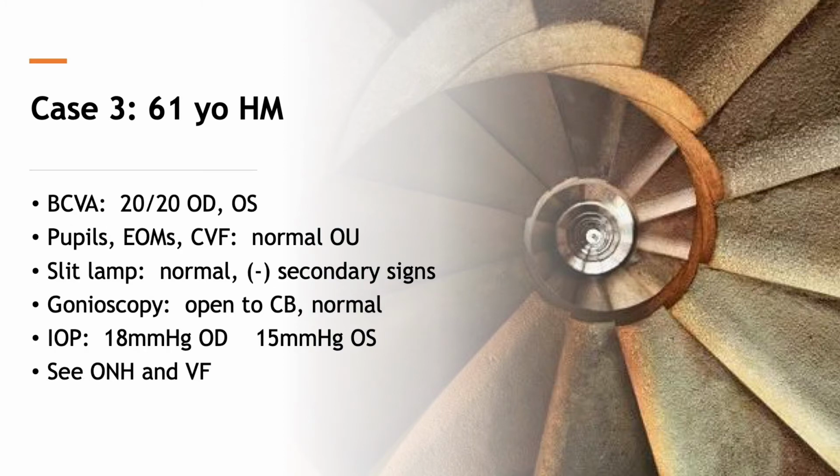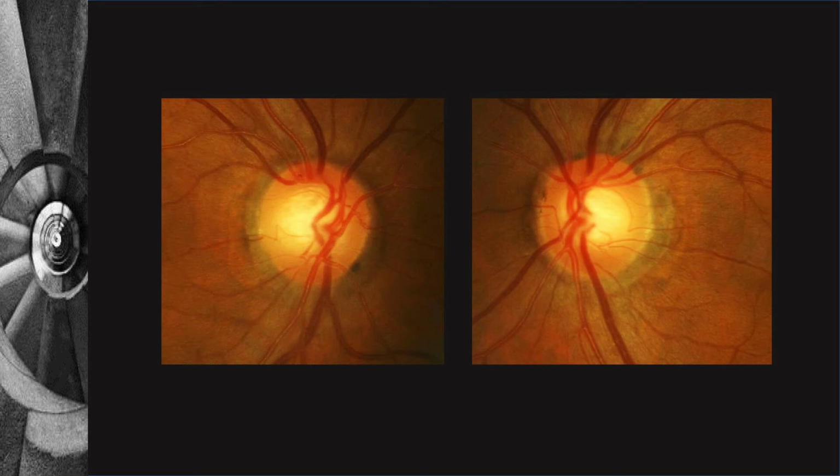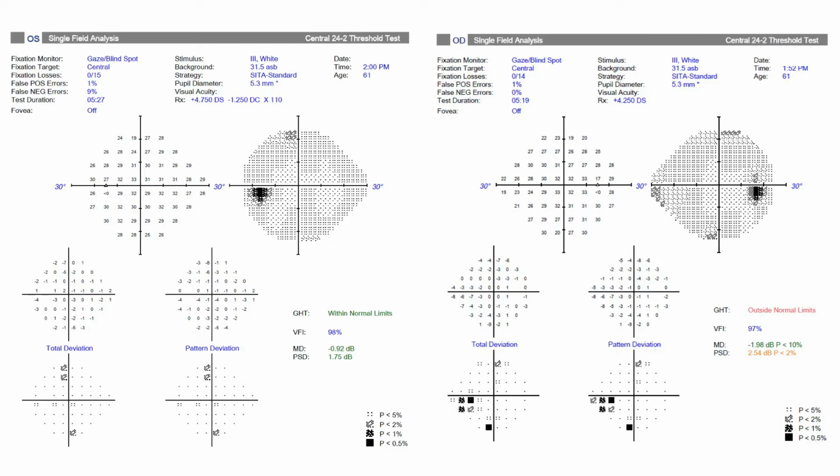Visual acuity was 20/20, pupils, EOMs, confrontation visual fields normal on his exam. Slit lamp exam was normal with no signs of secondary glaucoma, and his gonioscopy was open to the ciliary body band, 360 degrees with no abnormal findings. Pressures when I saw him on this first visit were 18 and 15. Here's his optic nerve. Here are his visual fields.